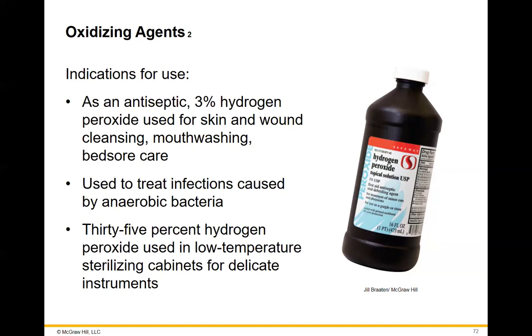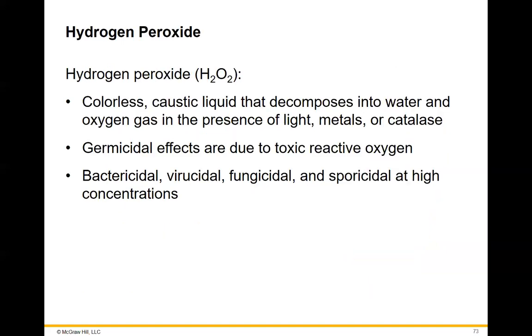Again, 35% hydrogen peroxide. We can use this for sterilizing cabinets that we can put things in that don't withstand heat very well, and expose it to vaporized hydrogen peroxide. It's actually very good for that. And it's colorless. It's itself not super toxic, but it's really bad for bacteria that can't handle the oxygen.